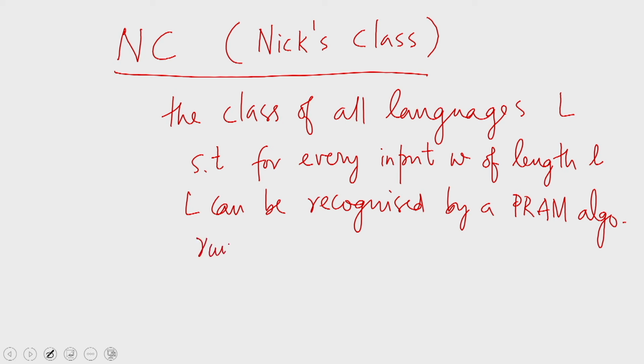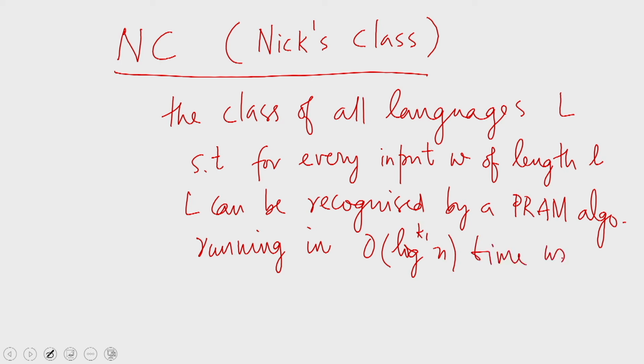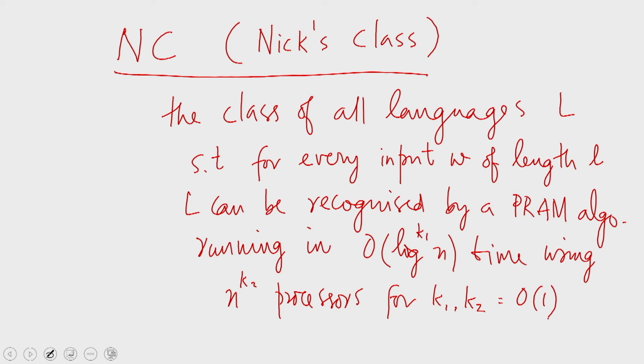This PRAM algorithm should run in order of log n power k1 time using n power k2 processors for k1 and k2 that are order 1. That is, k1 and k2 are independent of n. All languages of this sort belong to the complexity class NC.